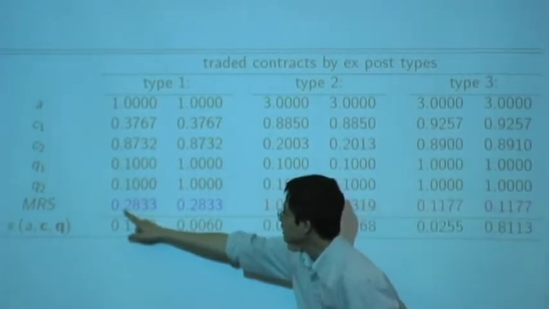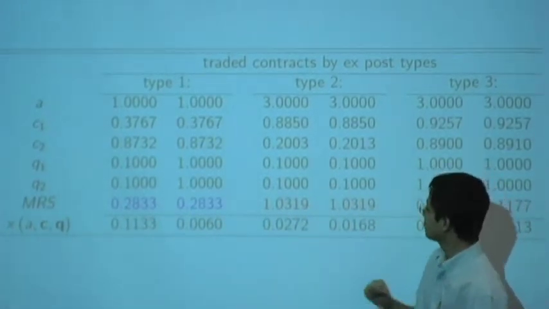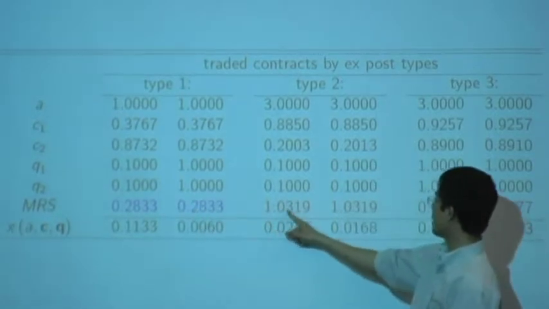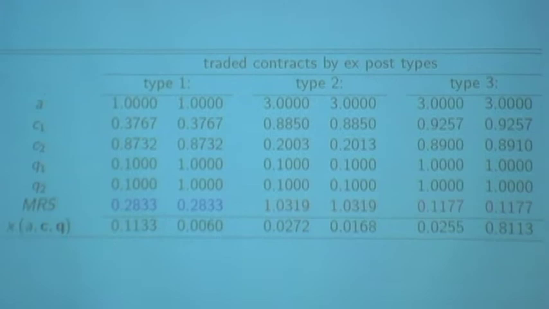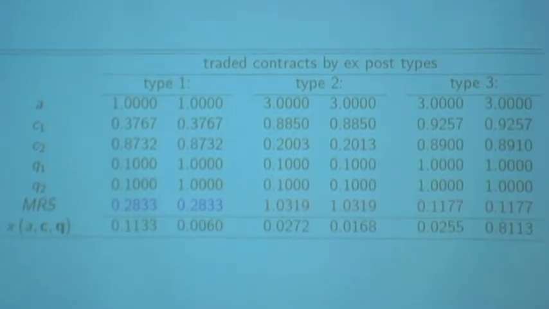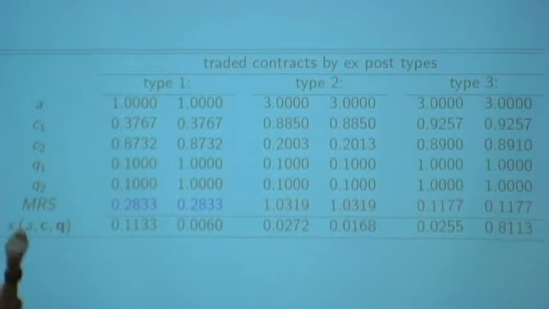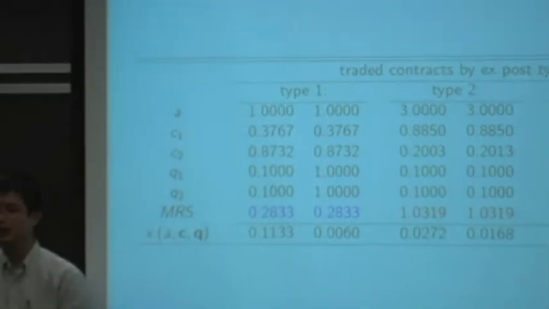But the key is the marginal rate of substitution of these three groups is totally different. This is 0.28, this is 1.1, this is 0.11. Okay? So they are different. That means they are crossed, right? So that means they want to retrade. If you allow them to do so, they're going to do it, because the marginal rates of substitution are different. So that's the point of retrading.